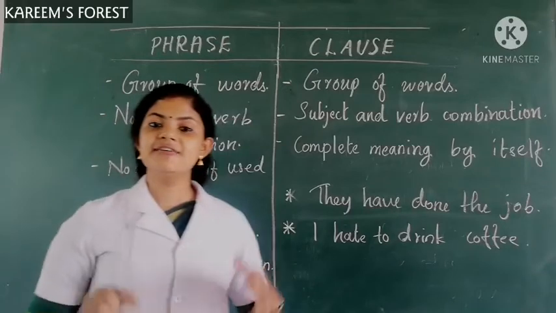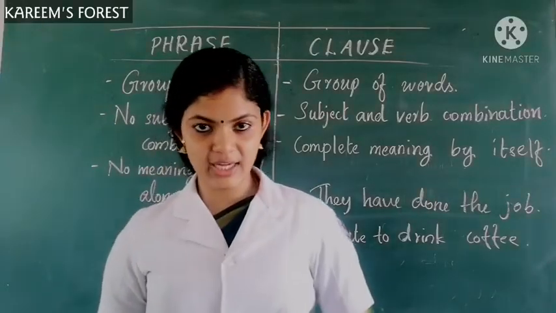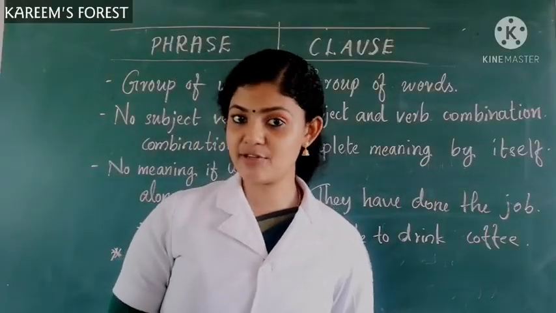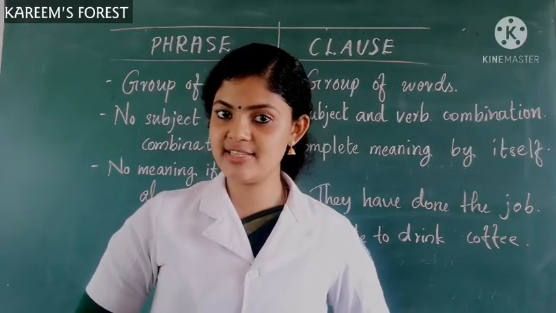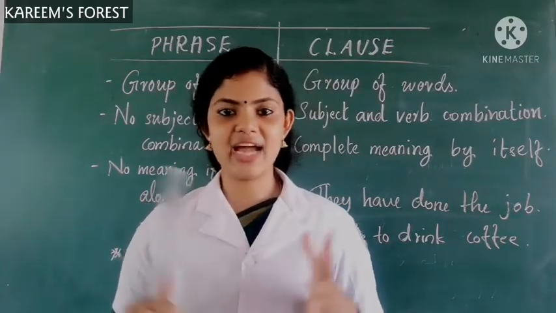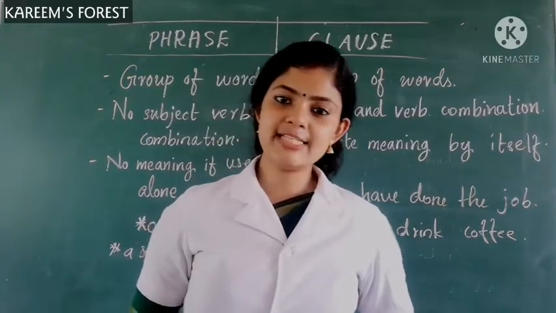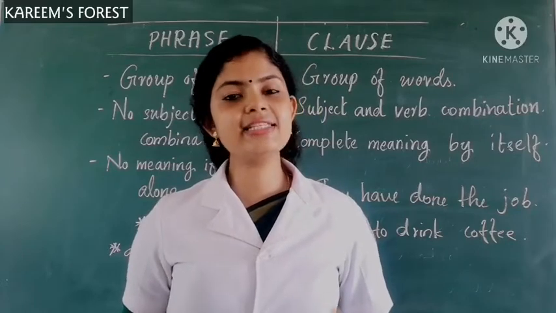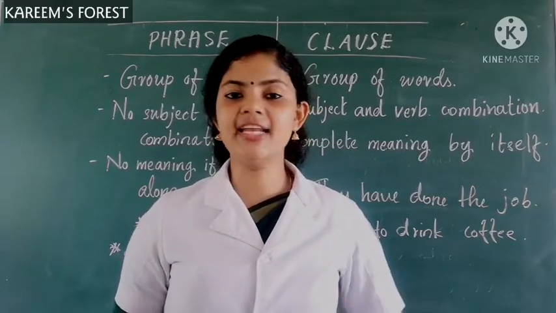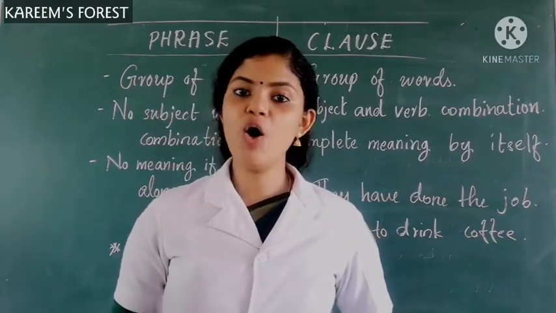So children, a phrase is a group of words and it is a part of a sentence. It does not have a subject in it. Okay, so that is phrase. So children, a phrase is a group of words and it is a part of a sentence and it does not have a subject or verb.